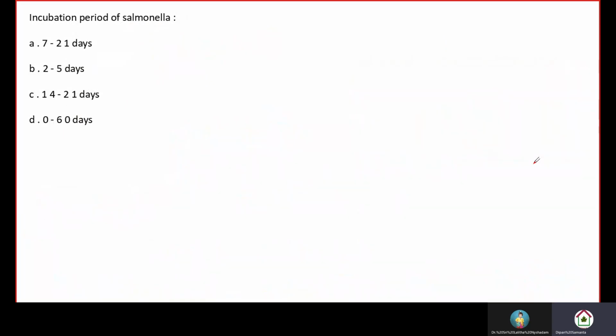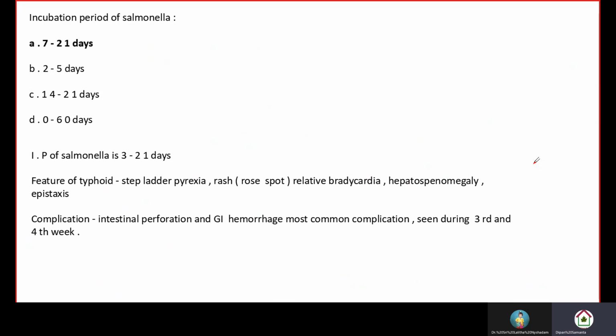Okay. Next question. Incubation period of Salmonella is 7 to 21 days, 2 to 5 days, 14 to 21 days, or 0 to 60 days. And the answer is 7 to 21 days. Basically, it is 3 to 21. As this option is not there, we have to choose 7 to 21 days.